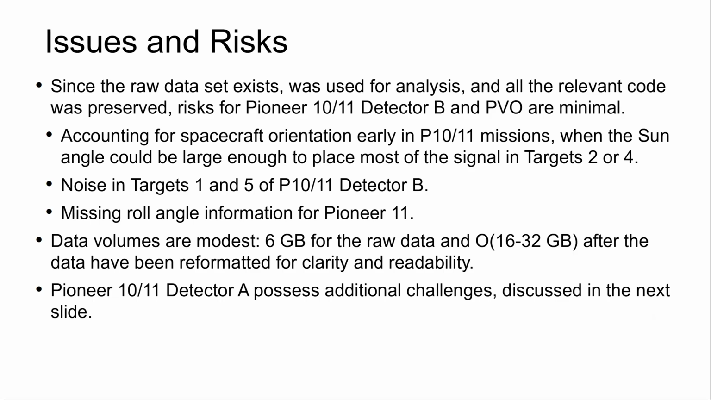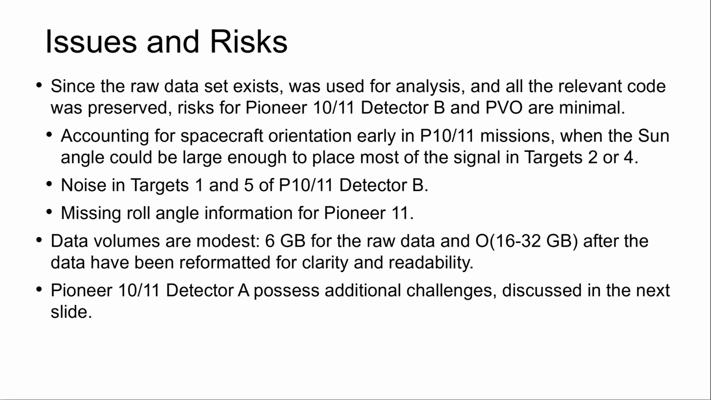There aren't really many issues involved with using the data. As I say, all the raw data exists. It was used for analysis. The code to turn it into more readable form was written. The only real issue is accounting for spacecraft orientation. For Pioneer 10 and 11 it gets tricky early in the mission, when the spacecraft could be pointing a large distance from the sun. It's easier late in the mission, when the spacecraft will always be pointing at the sun.